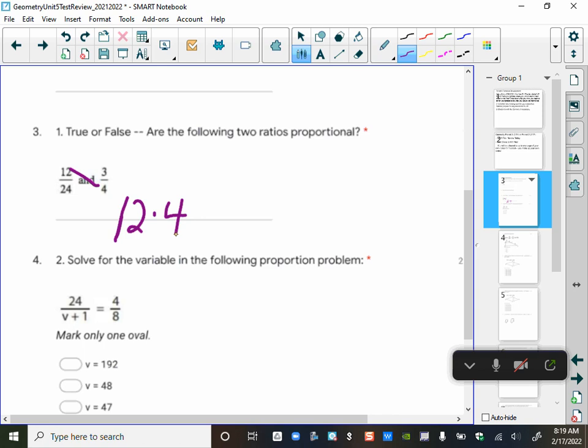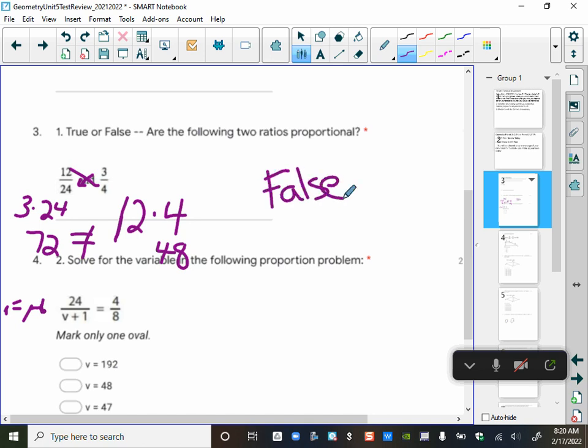Okay. Well, what's 12 times 4? That's 48. And then 3 times 24? 72. Yeah, they don't match. So, not proportional. If you write false, no, they're really not proportional. That's fine. Not a proportion. I'm okay with that.